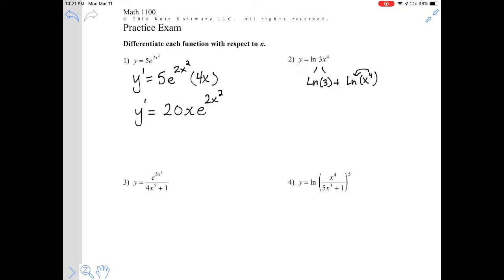And then with this one, we can use the power rule to bring that exponent down in front. And then we take a derivative of that expansion. The derivative of natural log of 3, you got to remember natural log of 3 is just a number, and the derivative of a number is 0. And then the derivative of natural log of x is 1 over x. So it's 4 times 1 over x, which is 4 over x.